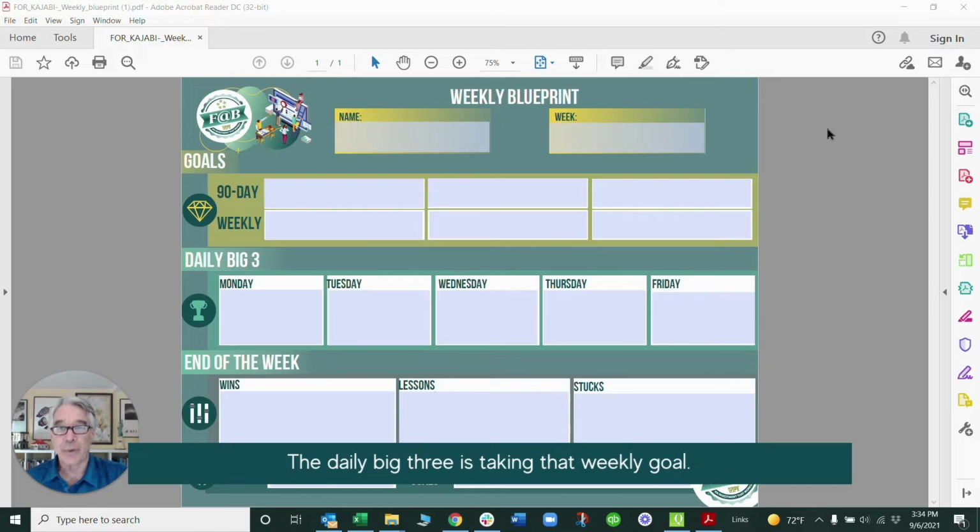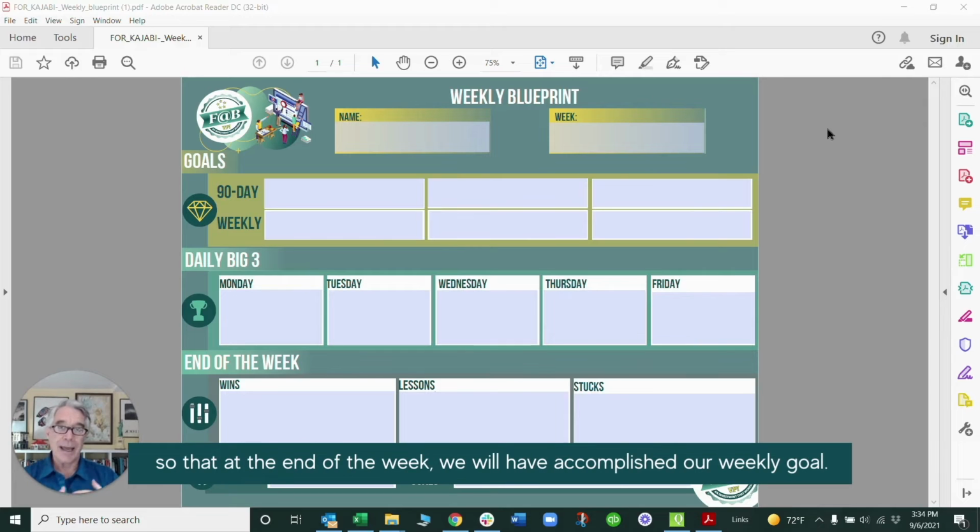The daily big 3 is taking that weekly goal. What are those steps that we want to do each and every day so that at the end of the week, we will have accomplished our weekly goal?